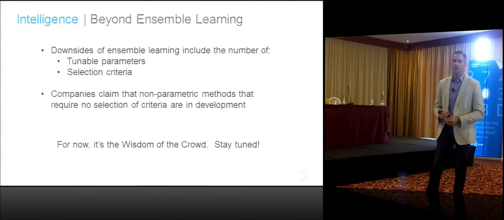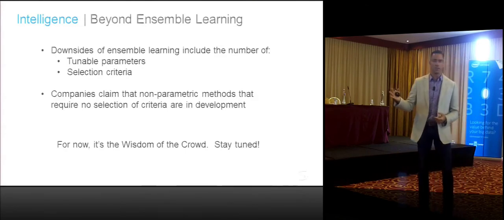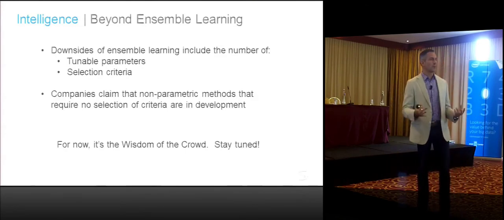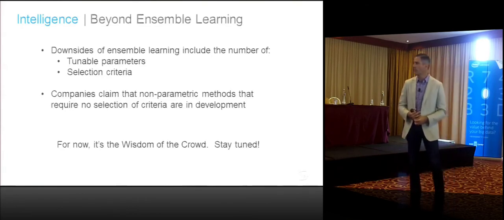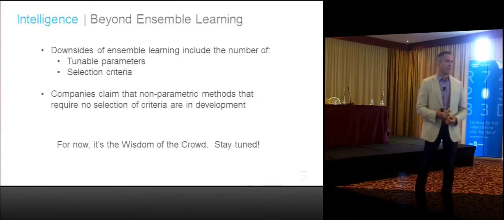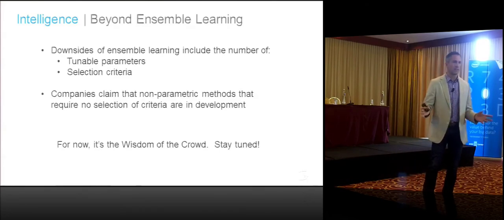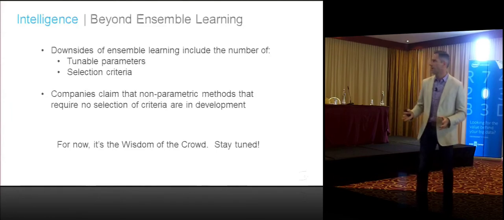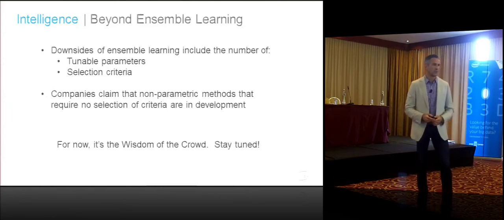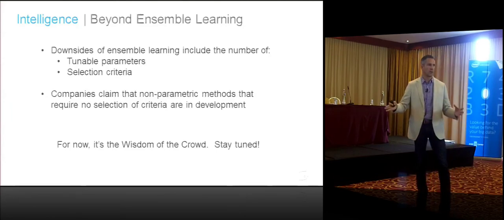There's a lot of downsides to it still. This is the current research work. There's a lot of tunable parameters that are required to make that work. There's a lot of selection criteria that's still needed, the user has to select. But there are companies that are starting to claim that they can have a fully automated system, using them to solve cognitive computing applications and so on. No selection of criteria. So stay tuned. We'll see where this goes. But I think it's going to mean a lot more machines brought to bear on these problems, and hopefully a lot more automated machine learning.